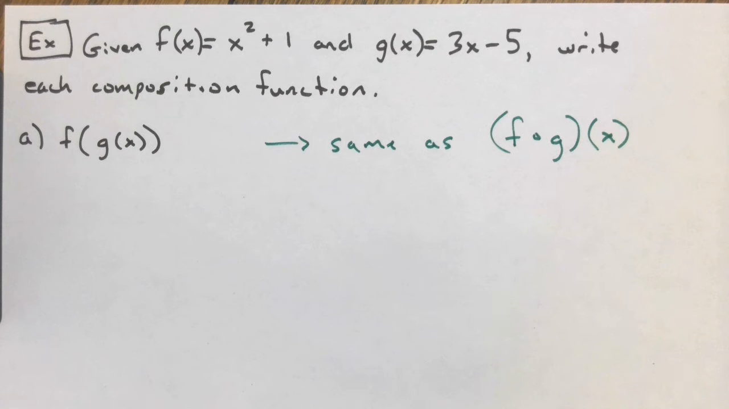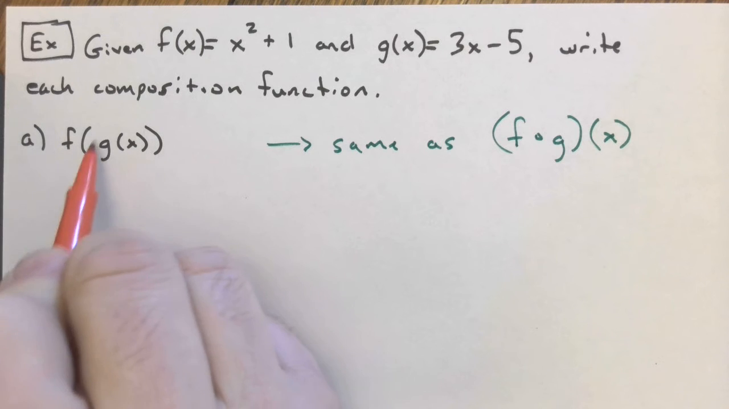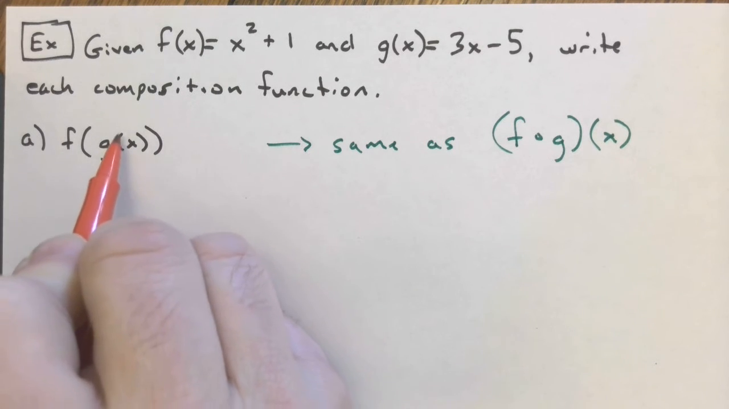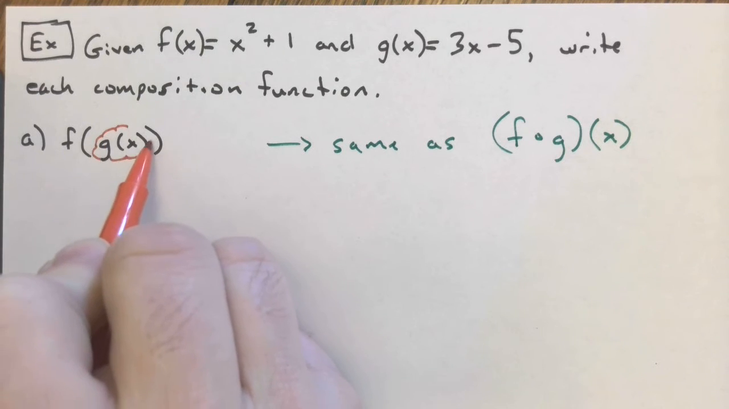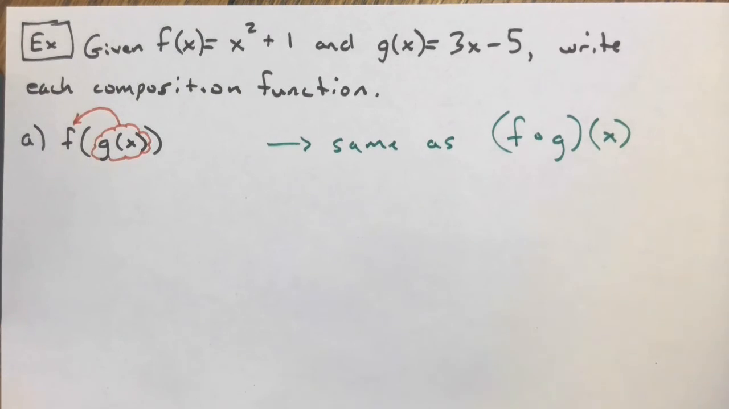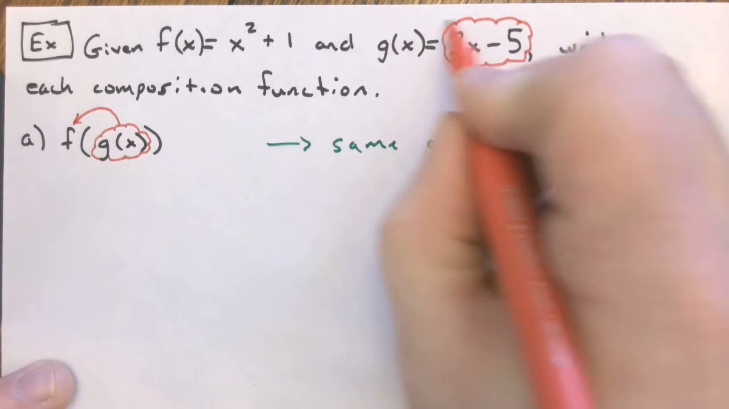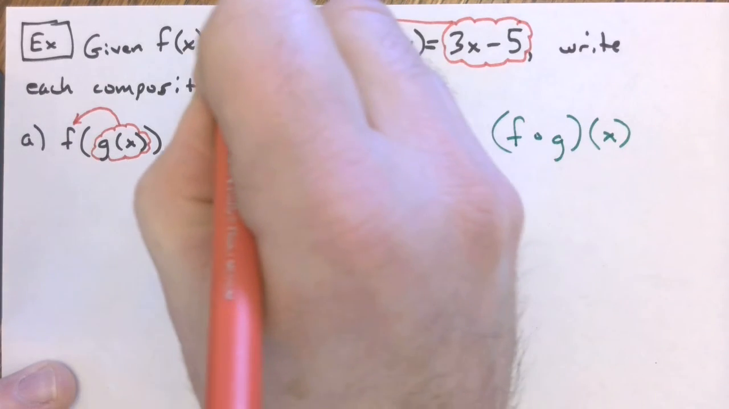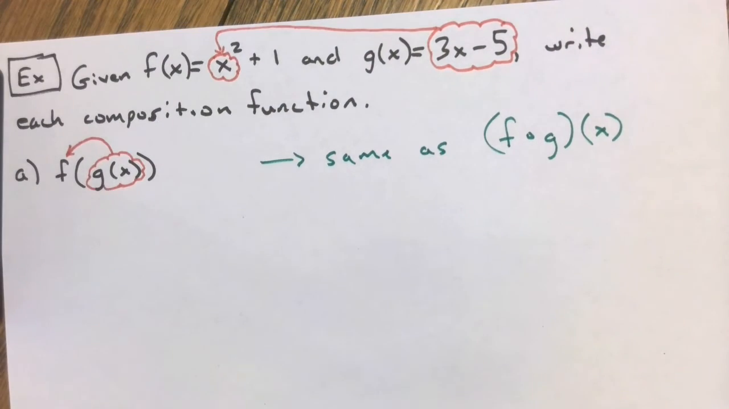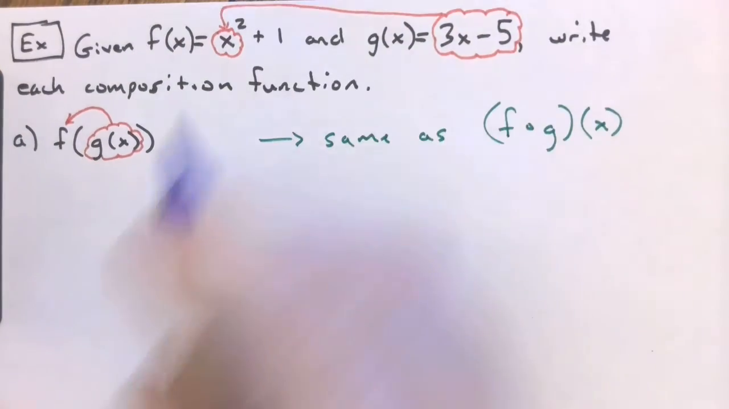When you go through and calculate a composition function, what you do is you take the second function. So from left to right, f is listed first and g is listed second. We're going to take the second function and put that in place of all of the variables in the first function. So I'm going to take g of x, which is 3x minus 5, and I'm going to substitute that in for each one of the variables in function f. So originally function f was x squared plus 1.